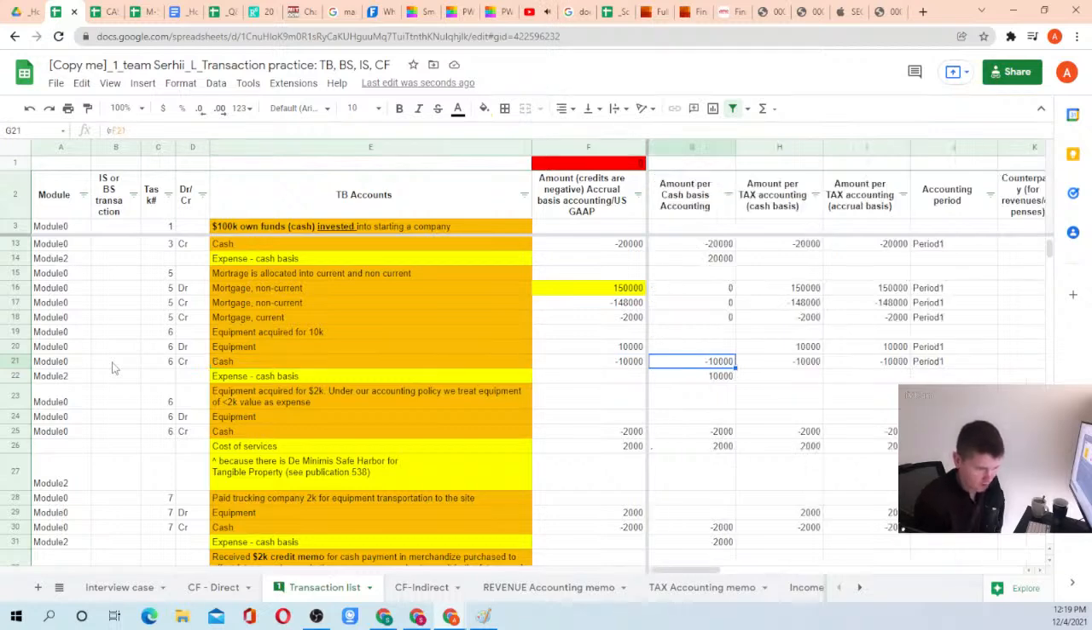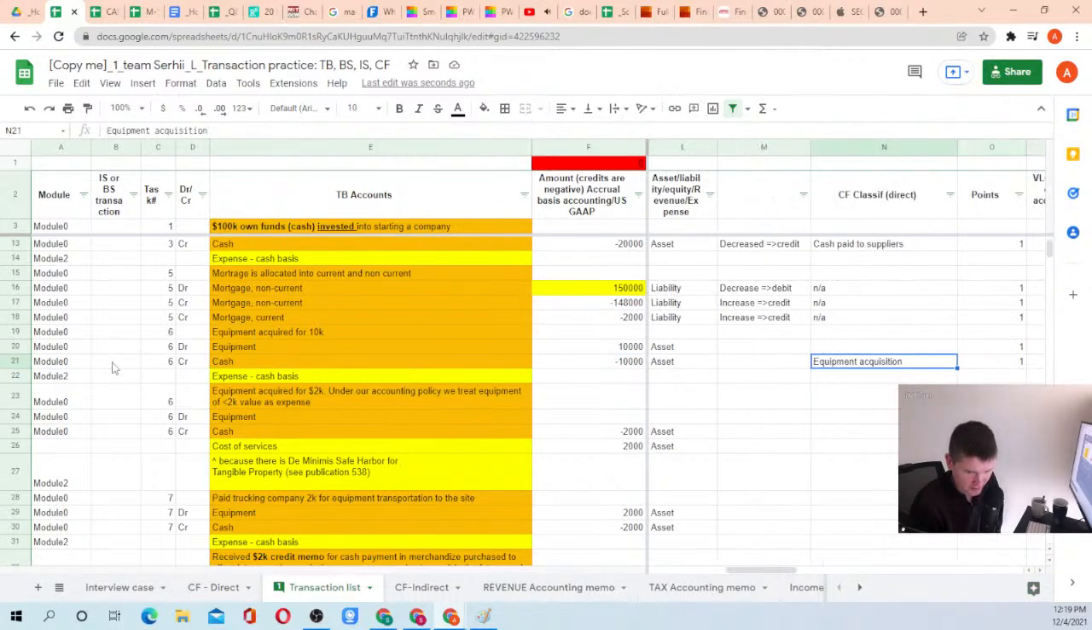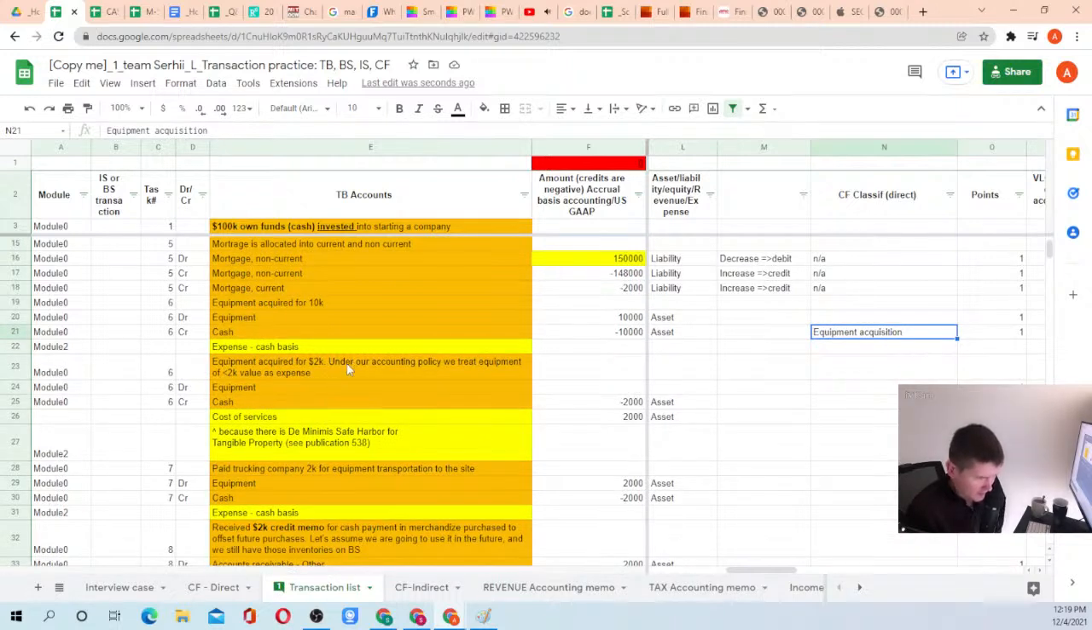Okay, so now we have the equipment acquisition for cash. Equipment acquired for 2,000. Under our accounting policy, we treat equipment of less than 2,000 value as an expense.